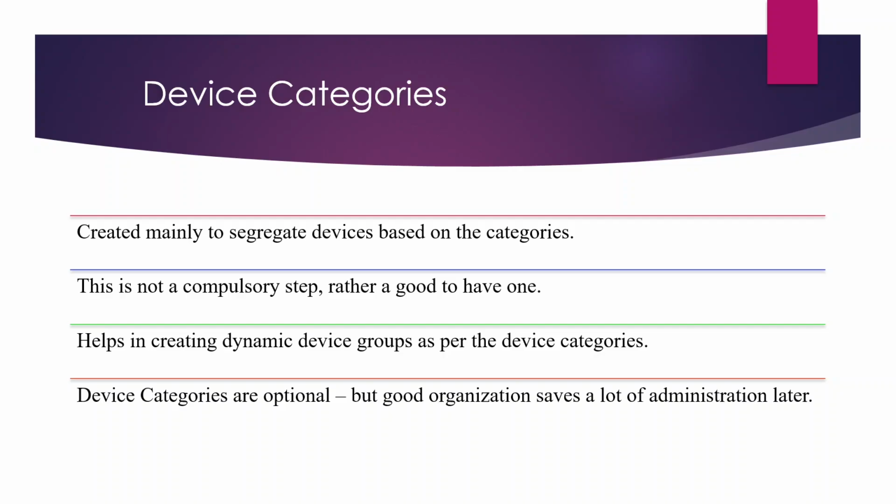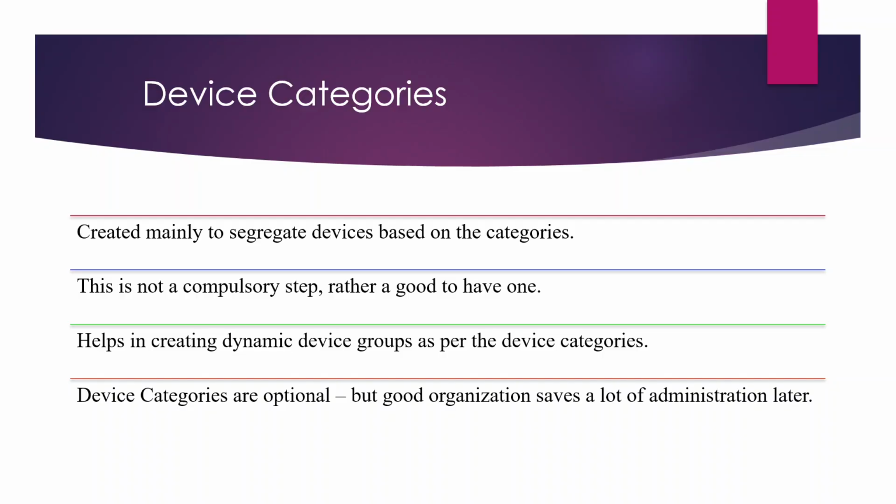Instead of looking at hundreds or thousands of devices and wondering who owns what, putting devices in categories is a good method to segregate them. Device category configuration is not a compulsory step in your tenant. Depending on whether it is a large or small organization, and how the devices are identified, you can either have device categories created in place or you do not have device categories created in place.